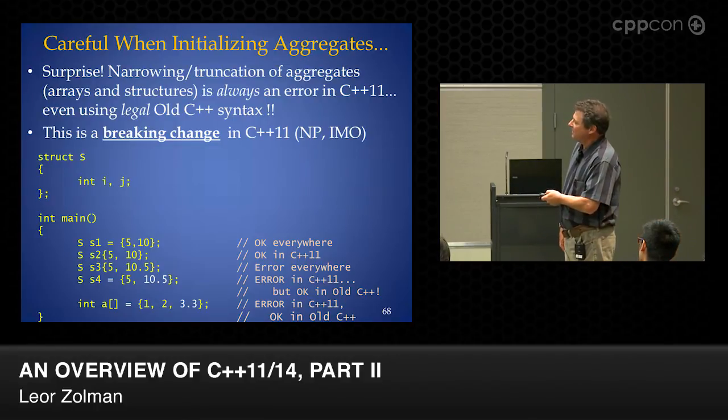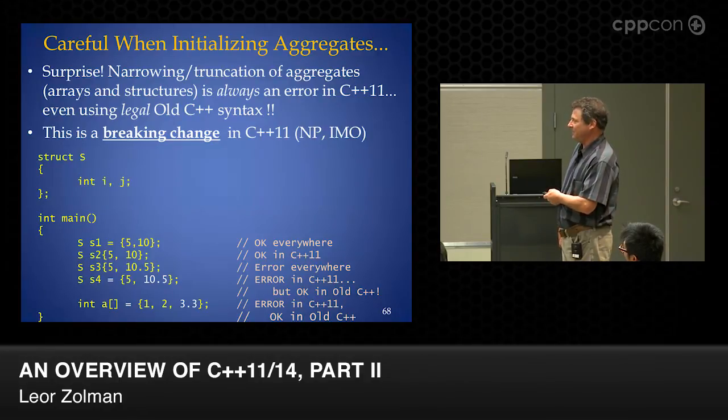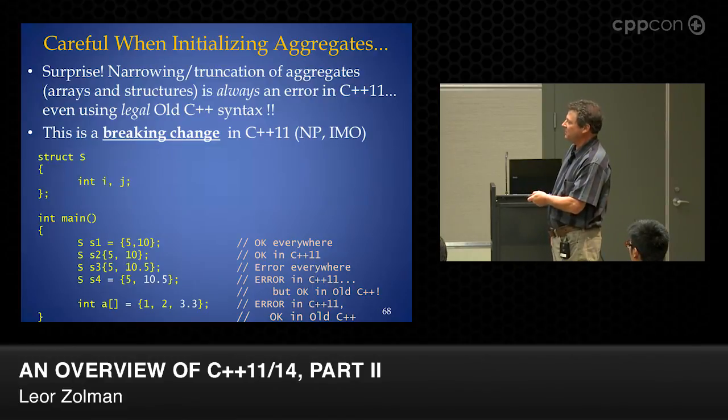So here's a struct, which I initialize with 5 and 10. That's OK everywhere. And without the equal sign, it's OK in C++11, right? But in old C++ or C, it's not. It's an error everywhere, but for different reasons, to have a mixture of these types here.